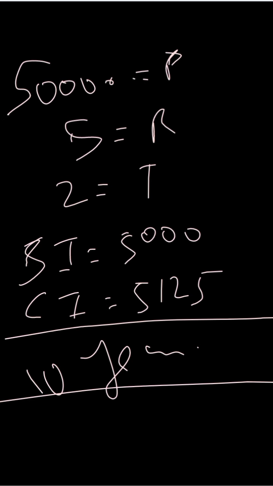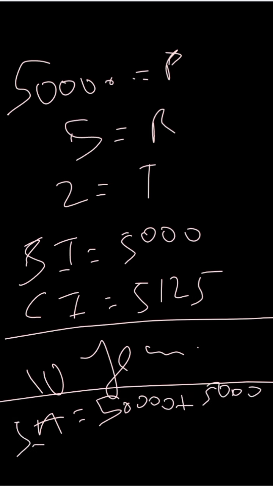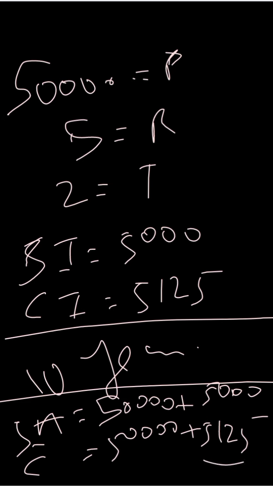But here let me tell you the total amount you get after 2 years. For simple interest you get 50,000 plus 5,000, and for compound interest you get 50,000 plus 5,125. So this much extra money you get if you lend it for compound interest. Everything is the same, but if you lend it for compound interest. In our next session we'll study the formula of compound interest.